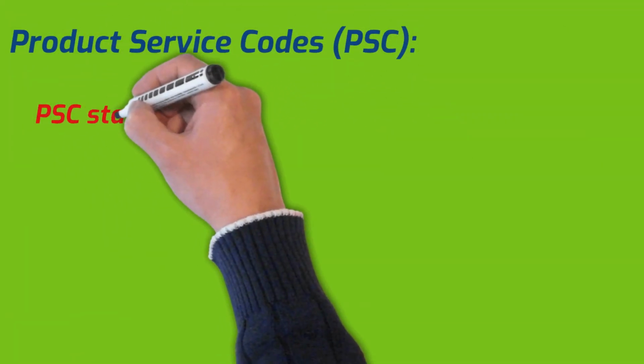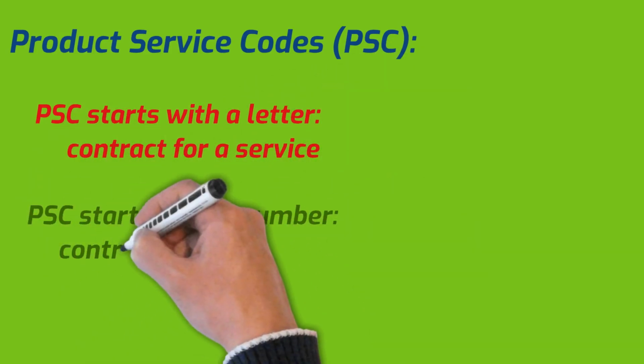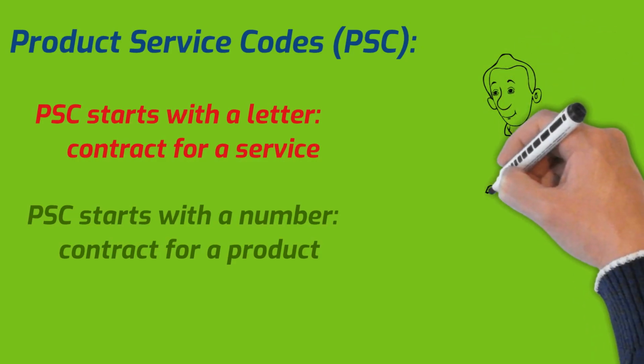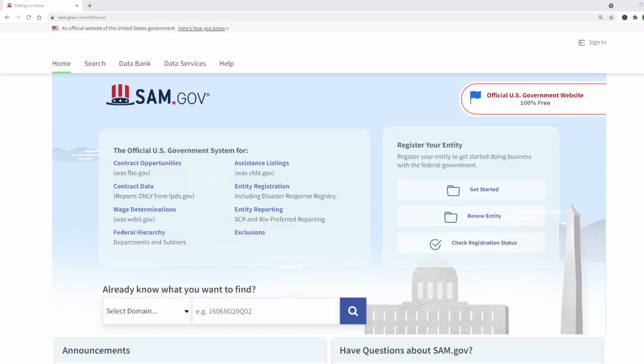There are two codes you need to know for government contracting. One is the NAICS code. NAICS codes are 6-digit numbers and identify your industry. The second is the PSC, or product service code. The PSC is 4 numbers or letters and describes what you sell, the product or service your company provides.